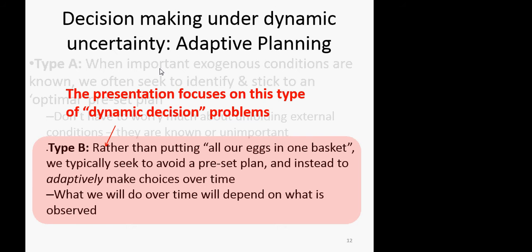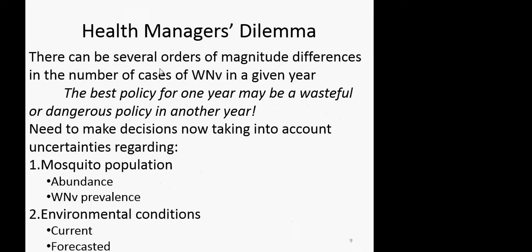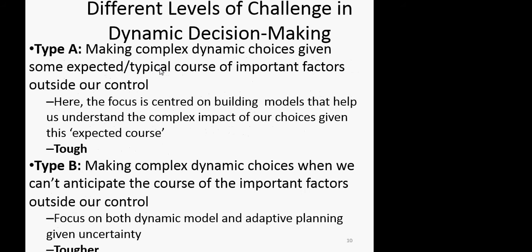By contrast, this is the type that we're dealing with now. For the second type of problem, where the outcome of a policy is highly dependent on what's going on externally, rather than putting all our eggs in one basket and investing in one policy, we avoid a preset plan. We don't plan on doing one thing. Instead, we make our plans adaptively as we observe what's going on in the world. So in other words, what we do over time depends on what we observe. Okay? So in this case, what we observe may be things like the environmental conditions, the current temperature, the current rainfall, the level of mosquitoes, and we'll make decisions accordingly. We don't make one plan.